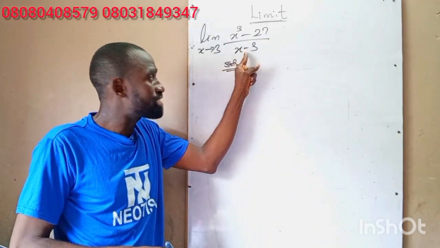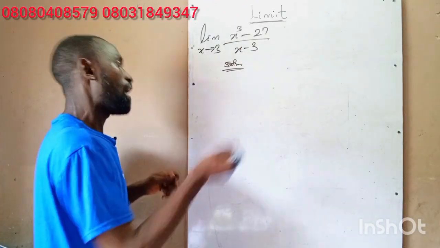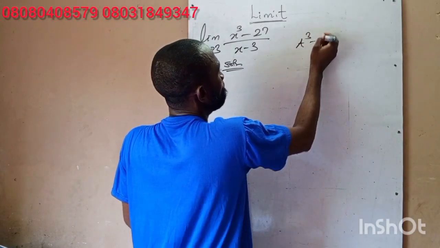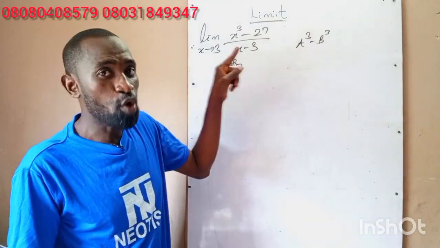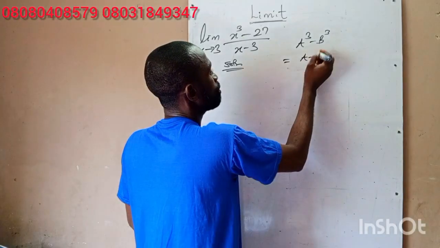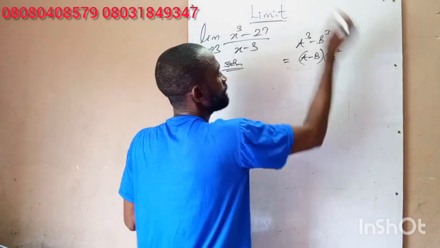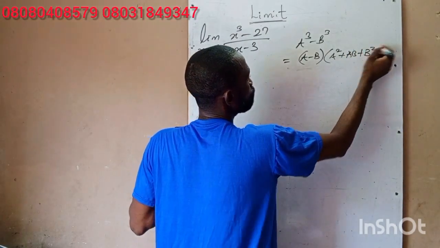Because our denominator is now 0, what will I do? I will now proceed to factorization. Anytime I have a cubed minus b cubed, we call this the difference of two cubes. What's our result here? It will be (a minus b) in one bracket. Are you with me? Then the bracket (a squared plus ab plus b squared).